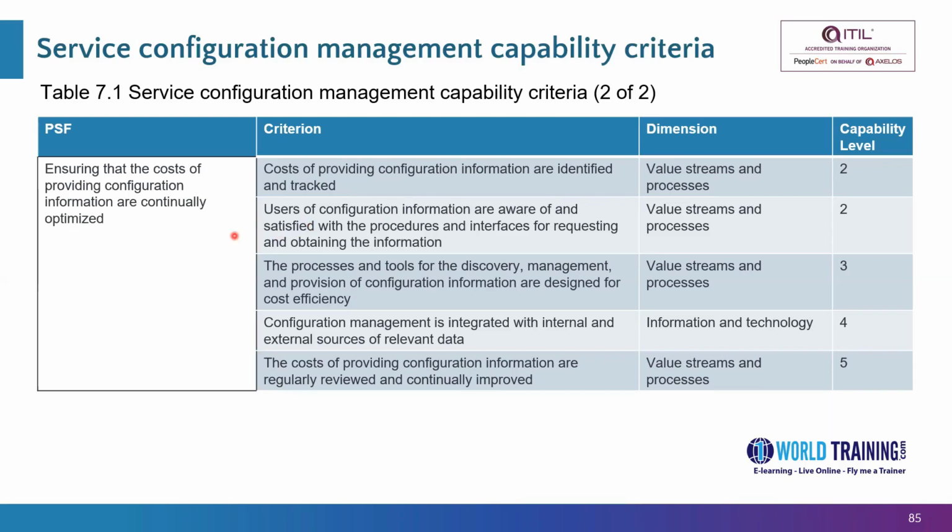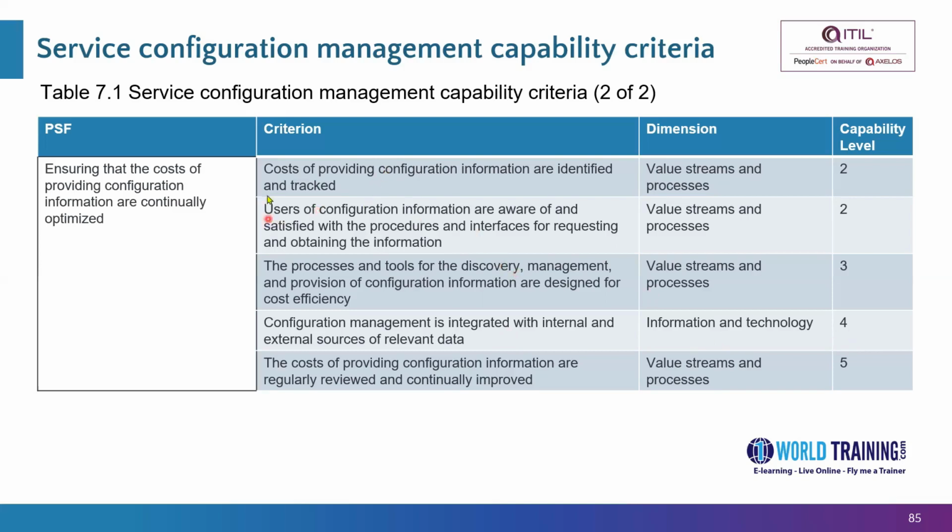And there is one more item here, which is the 4th one in the criteria. Configuration management is integrated with internal and external sources of relevant data. This also doesn't have the word cost in it. This is at level 4. As you can see, normally integration happens at level 3, if you remember the 5 levels, but here integration is happening in the information and technology dimension at level 4.